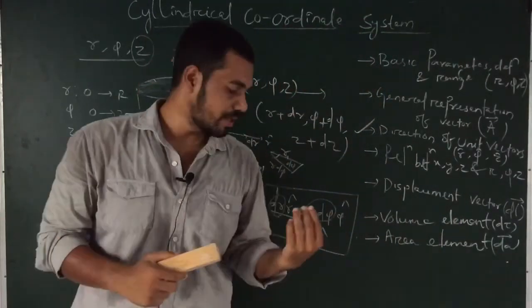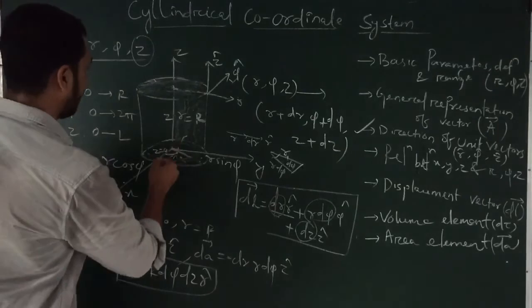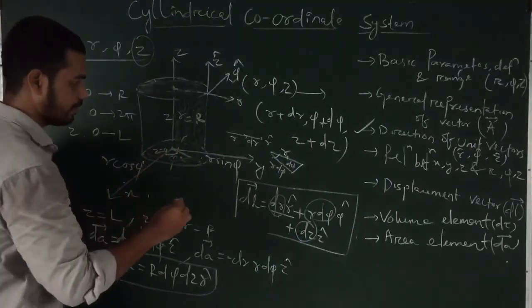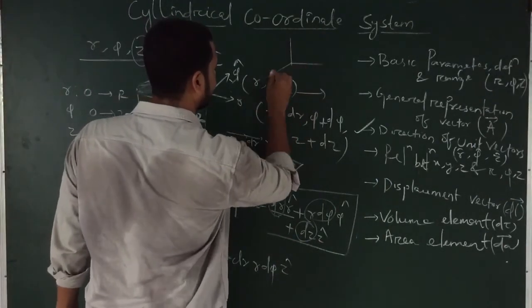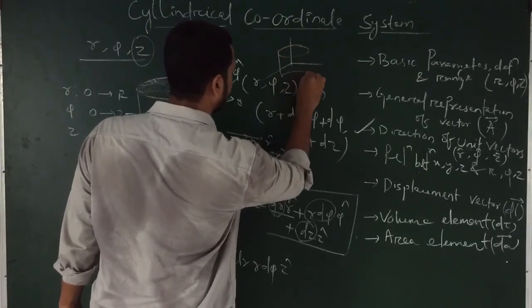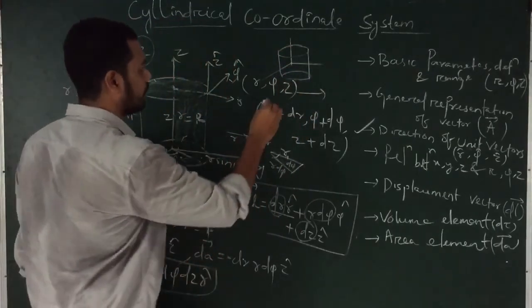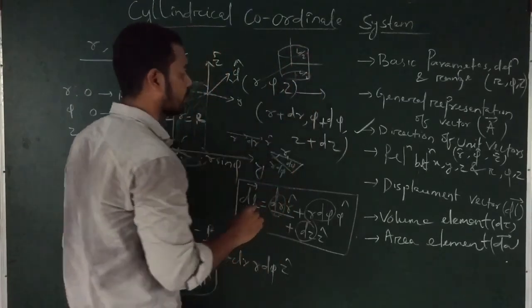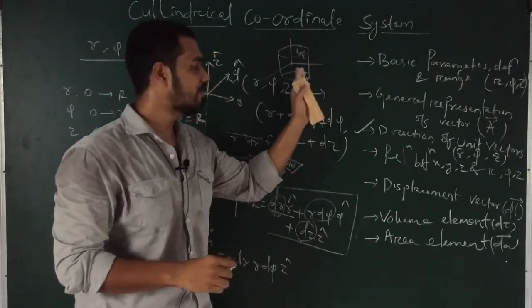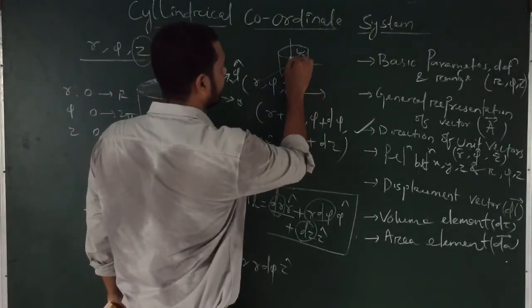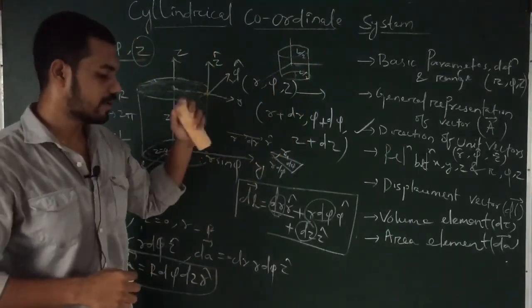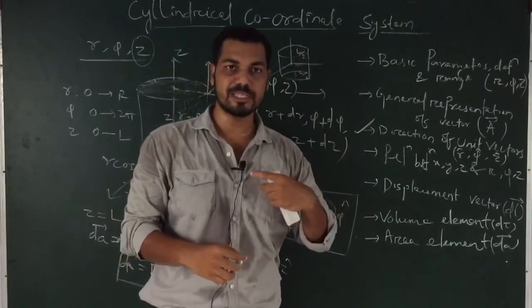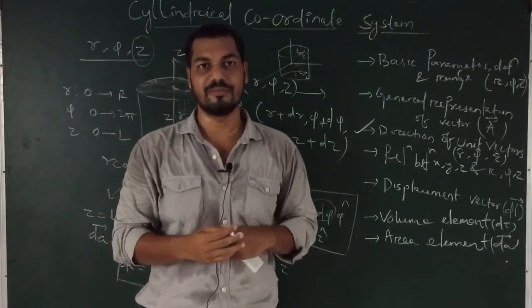So I want to give you a task: find the area elements for a cylinder of length L, where this length will be L by 2 and this length will be L by 2. In this case you can find the area element for the different planes: for the r equals R plane, for the z equals L by 2 plane, and for the z equals minus L by 2 plane. So you find the area elements for all these planes and write in the comments what the area elements of these planes are.